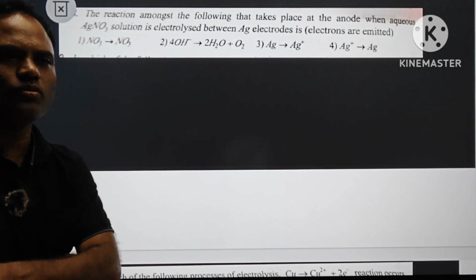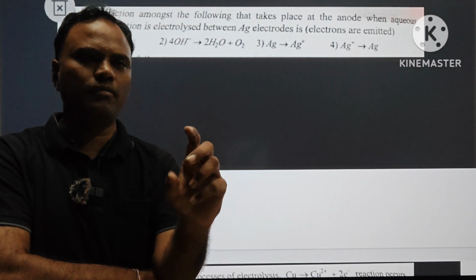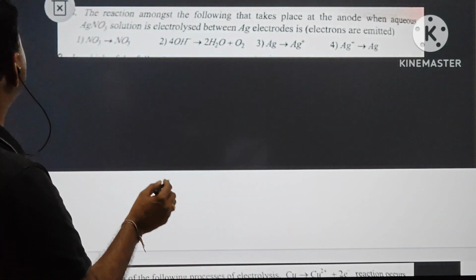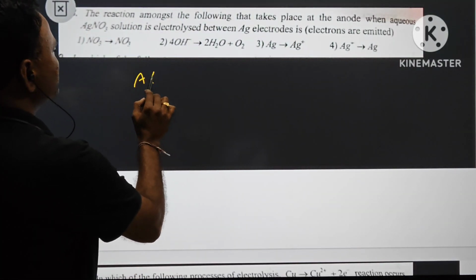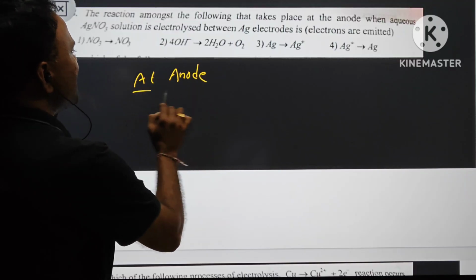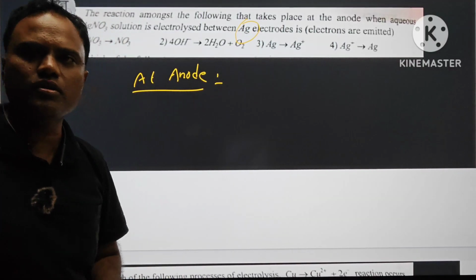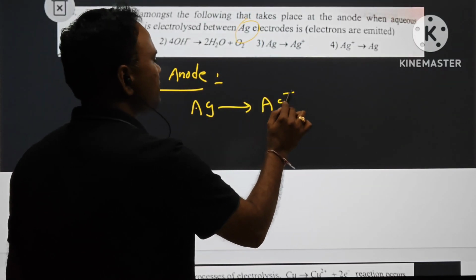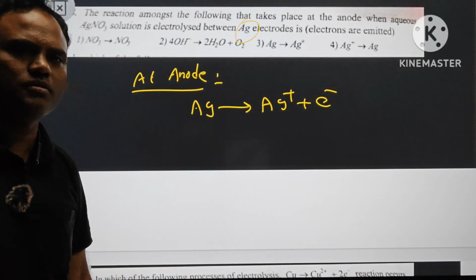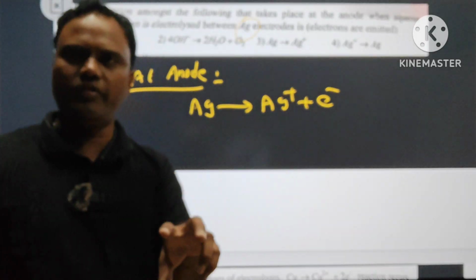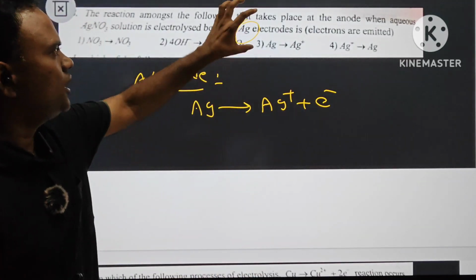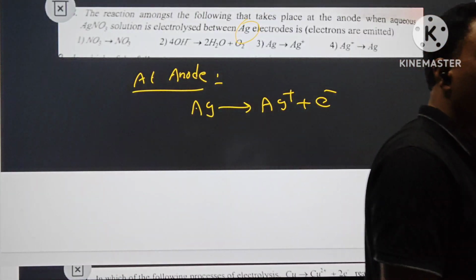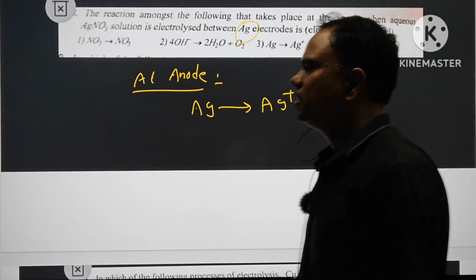Right, given one trick also. Whenever an active electrode is given, to write the product at anode, what do we have to do? At anode, which active electrode is given to you? Silver is given to you. Take the active electrode and remove electrons from it. Simple thing, very simple. The active electrode will be mentioned in the question. Take that active electrode, remove electrons from it. That is the reaction at anode.